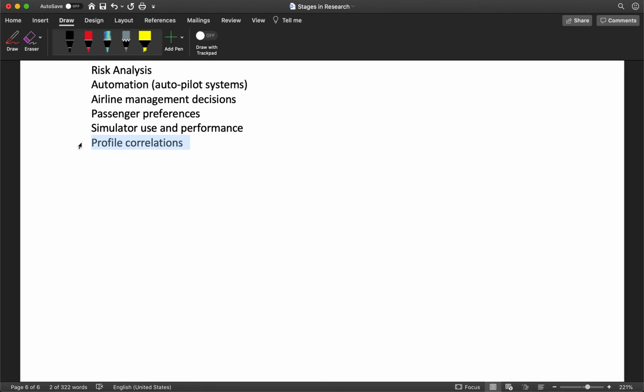Profile correlations are always very interesting. How can you create a profile, measure a profile to correlate it to performance as well? The Air Force was very big into that recently, trying to collect profile data and seeing whether they'd fit well in a specific aircraft type, the aircraft that they're going to be flying, whether they'll perform well or not based off a profile. So creating a profile tool would be an interesting research study as well.